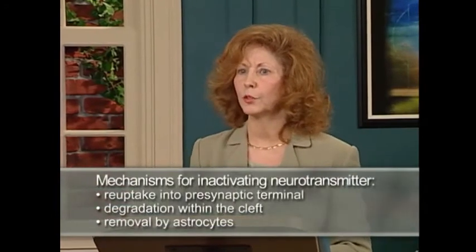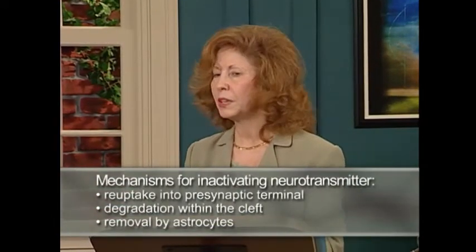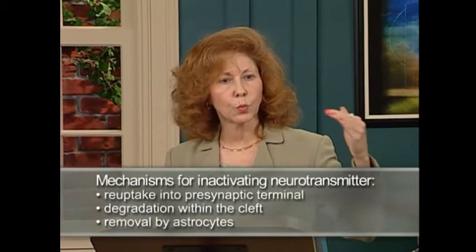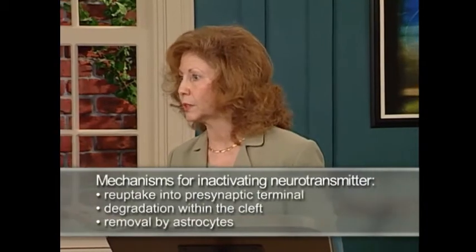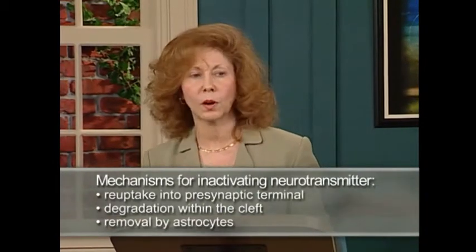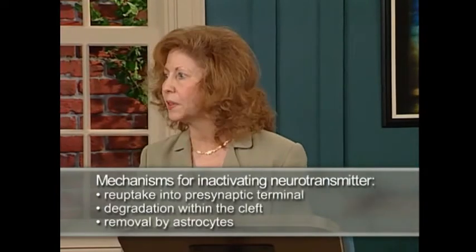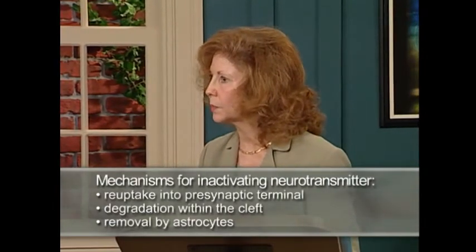And we will learn in stroke that the astrocytes simply can't keep up with how much glutamate is released during a stroke. And that's part of the reason why people have disability after stroke. So we will talk more about that later. Now, you can see these are the mechanisms for inactivating neurotransmitter. These are every bit as important as the regulated process in releasing neurotransmitter, because we could kill neurons if we didn't have a mechanism for stopping the action when it needed to be stopped.